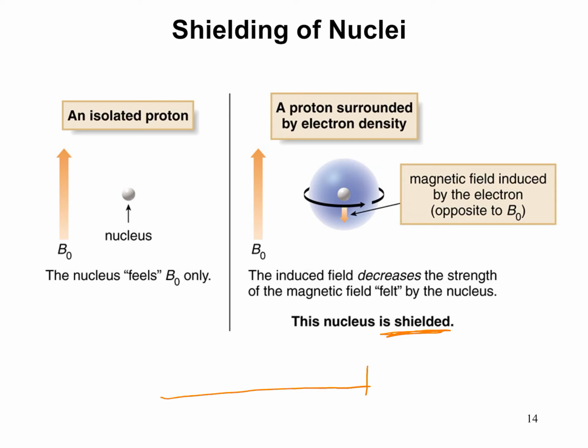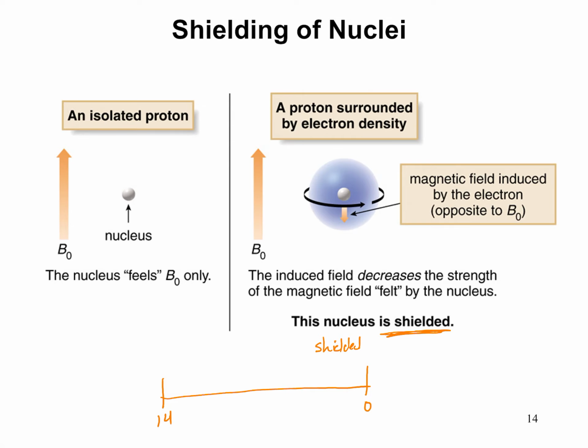A spectrum here that goes from 0 to 14. Well, if it's shielded, that means that it's not going to feel a lot of the magnetic field. It's going to be closer to 0, and this is what we say is shielded, right? It's a term, shielded, right?